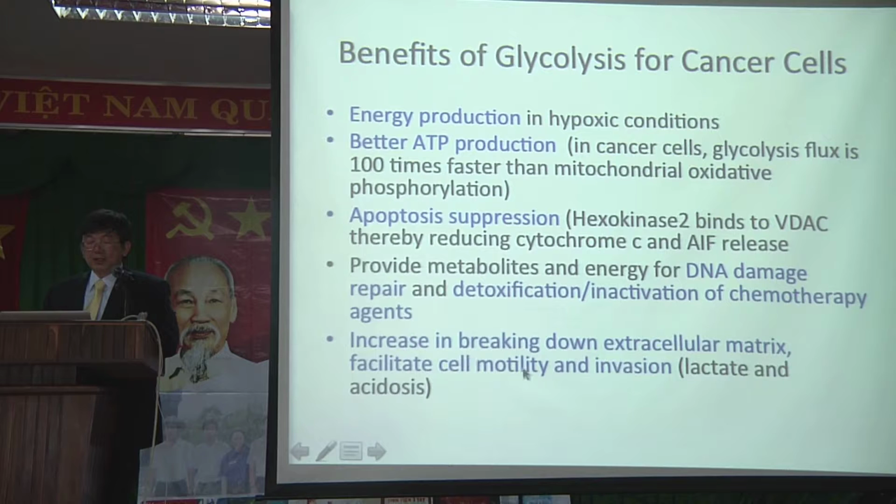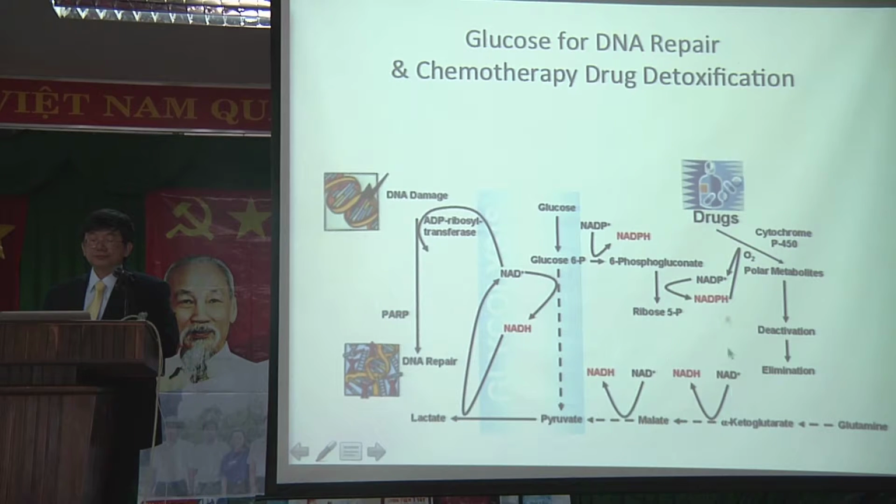And it increases the breakdown of the extracellular matrix, facilitating cell motility and invasion through lactic acid and secretion of the acid into the matrix. So glucose would also help the cells to evade the assault of chemotherapy.